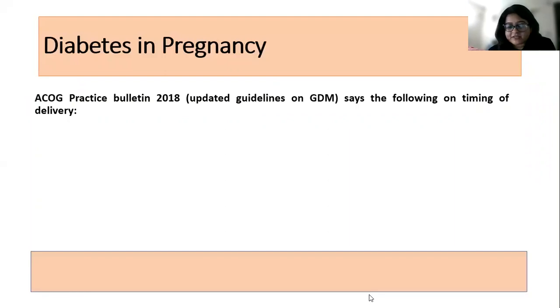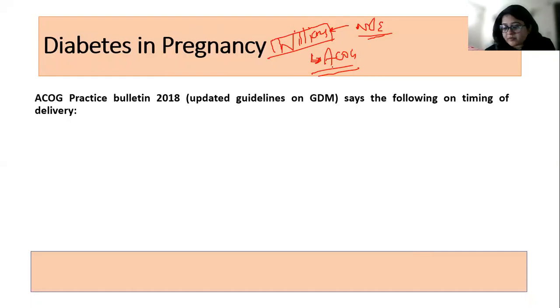Okay, so diabetes in pregnancy. Again, I'm giving a reference for everything. Why my references are ACOG, you may wonder, is because our standard book is Williams, and Williams follows American guidelines. Faculty who prepare your exams for the national board are asked to give standard references, with the standard reference being Williams. So you're supposed to follow ACOG guidelines. Other guidelines may say something else, but ideally we follow ACOG guidelines when we prepare questions for the NB, and I have prepared questions for the NB. That's why I am saying this. ACOG Practice Bulletin 2018 updated guidelines on GDM says the following. So what does ACOG say on GDM?